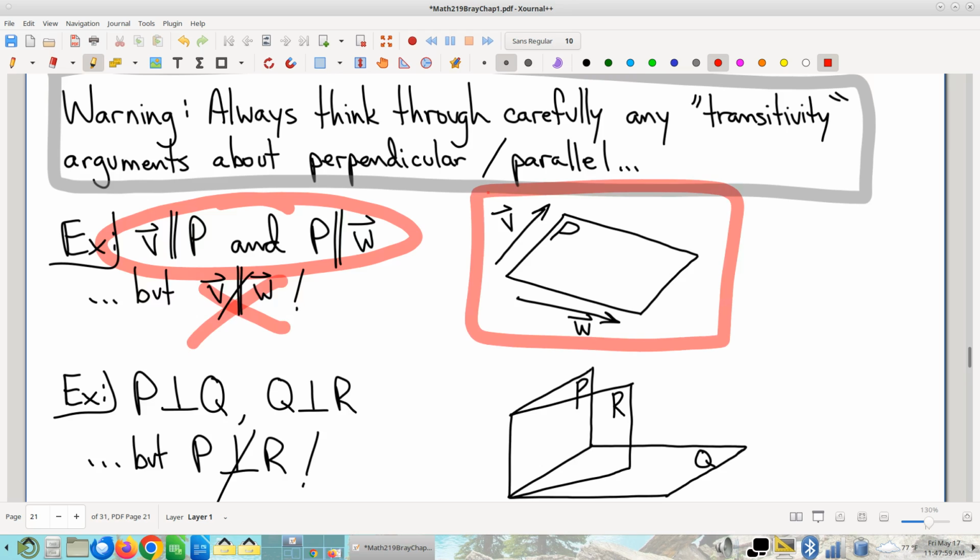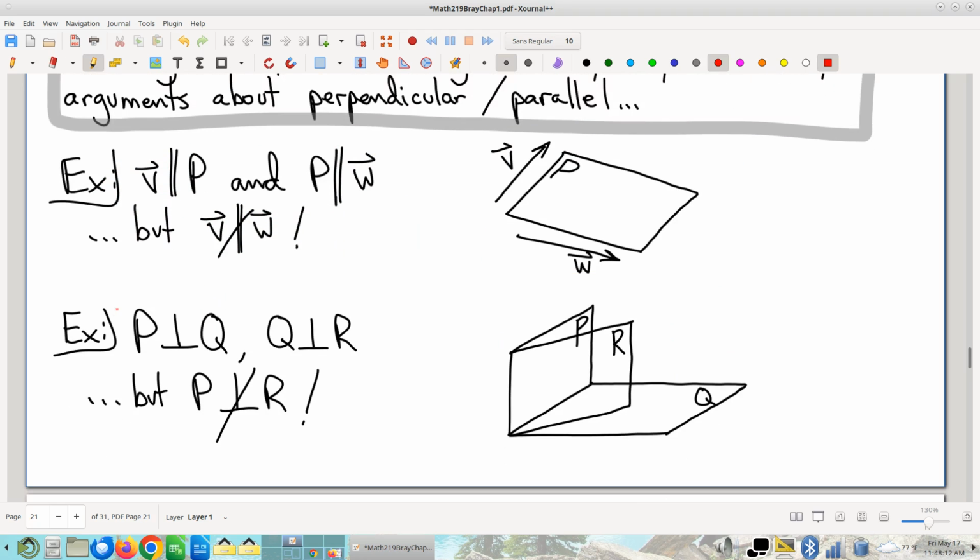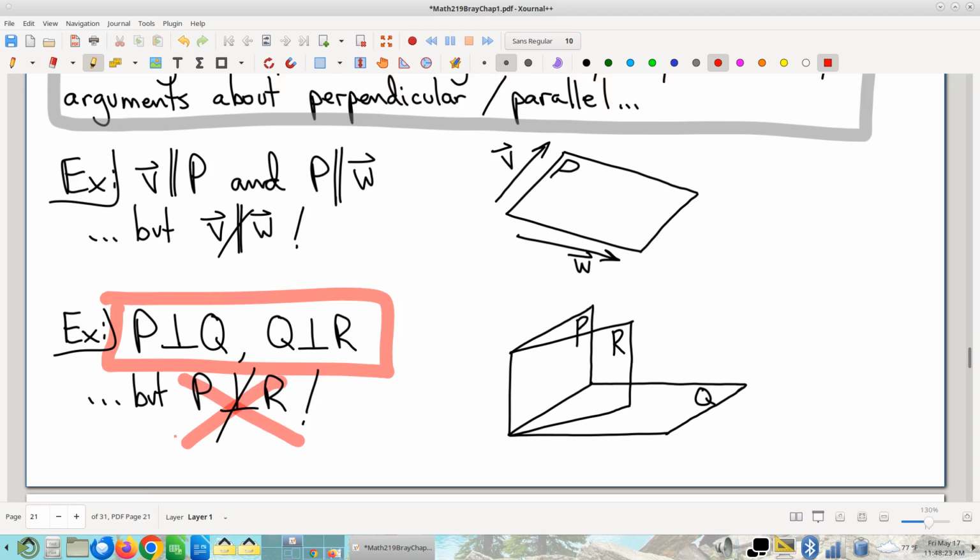So that doesn't work. Don't make that argument. It'll give you garbage. Likewise, another one, this one's a little bit less obvious: if you have P perpendicular to Q and Q perpendicular to R, yeah, no conclusion. P and R, not only are they not perpendicular, they're also not necessarily parallel. That's just nothing.